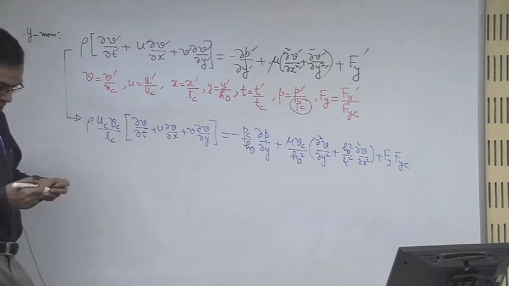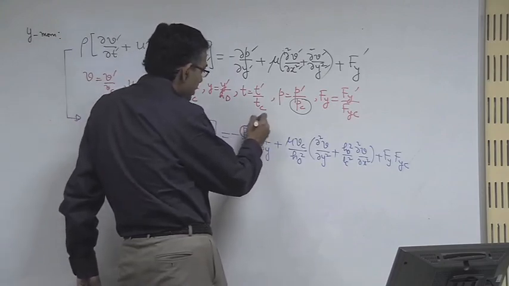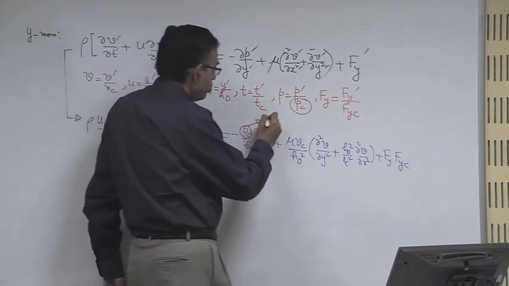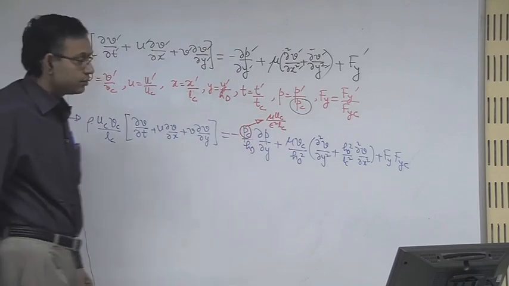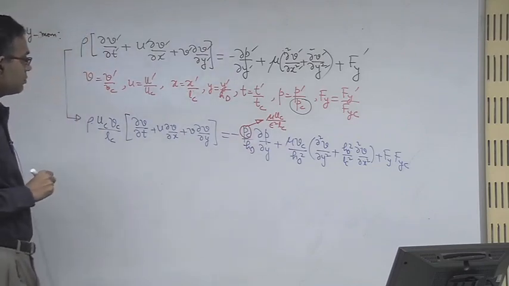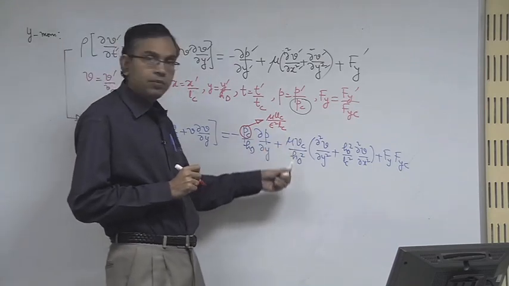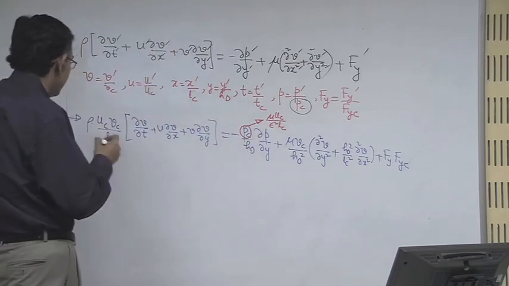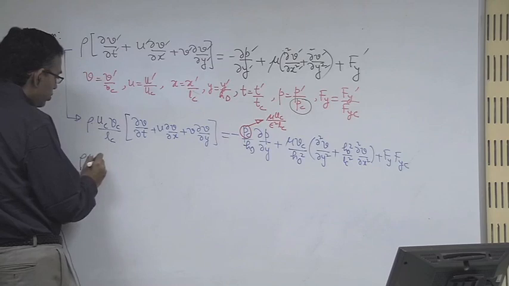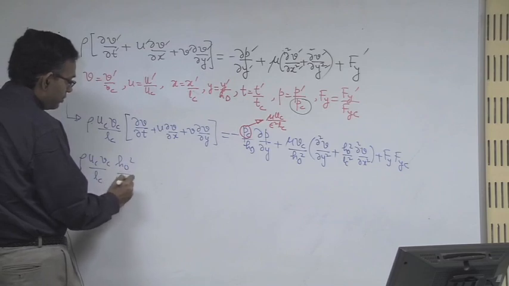Now, what is p c? Just tell me from your notes. What is p c? Mu by epsilon square l c. So, the next step we will multiply both sides by h naught square by mu v c, just the same way as we did for the x momentum equation. So it becomes rho u c v c by l c into h naught square by mu v c.